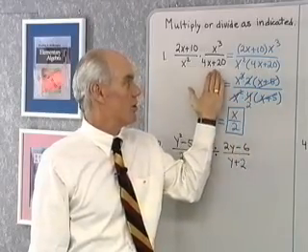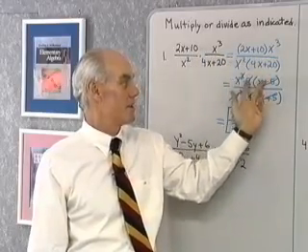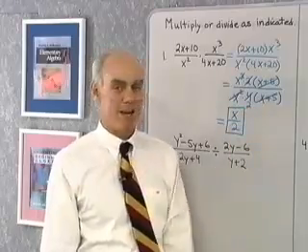So as you can see, when I multiply, I don't actually multiply out the numerators. I simply write them together like this, then I factor and divide out any factors that are in common.